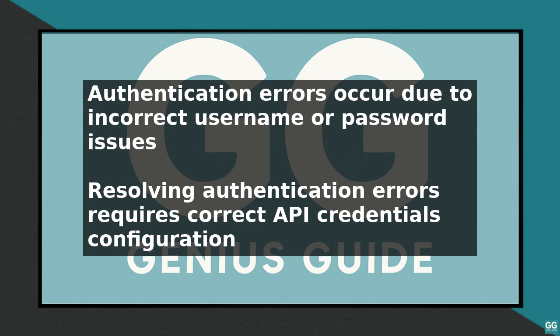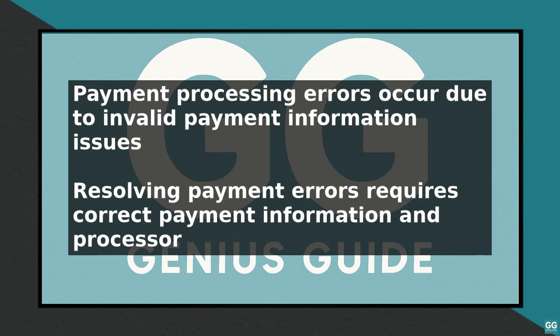Another common issue is payment processing errors. These errors can occur due to invalid payment information or issues with the payment processor. To resolve this issue, ensure that the payment information is correct and that the payment processor is functioning properly. You can also check the WorldPay API documentation for error codes and their meanings.